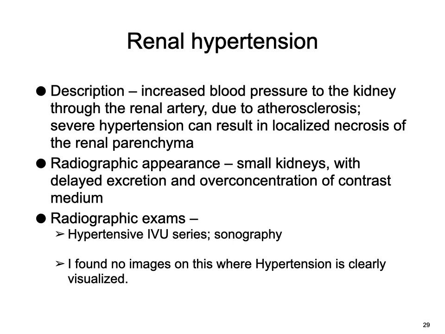Renal hypertension, increased blood pressure to the kidney through the renal artery due to atherosclerosis. Severe hypertension can result in localized necrosis of the renal parenchyma. Radiographic appearance is small kidneys with delayed secretion and overconcentration of contrast media. You can do a hypertensive IVU series and a sonogram. Unfortunately, I found no images on this where hypertension is clearly visualized.